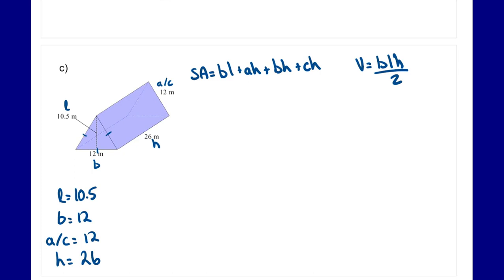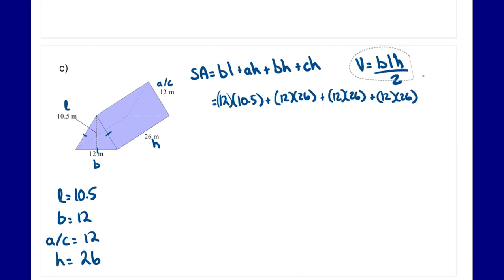Again, we want to make sure that we label everything correctly based off of our formula sheet, because it will be a lot easier to go through and do these calculations. So B times L, we have 12 times 10.5, plus A times H, which is 12 times 26, plus B times H, which is 12 times 26, plus C times H, which is 12 times 26. I'm going to move the volume formula out and we'll put it down below.